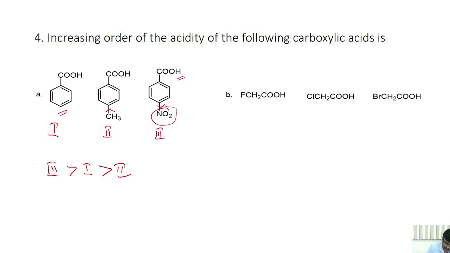And if you see, the electron withdrawing nature of fluoro substituent is greater comparing to chloro substituent, which is more comparing to bromo substituent. Therefore, the acidity of the carboxylic acids will be in this order. The fluoroacetic acid will be more acidic comparing to chloroacetic acid, which will be more acidic comparing to bromoacetic acid due to the electron withdrawing nature of the halogen substituent.